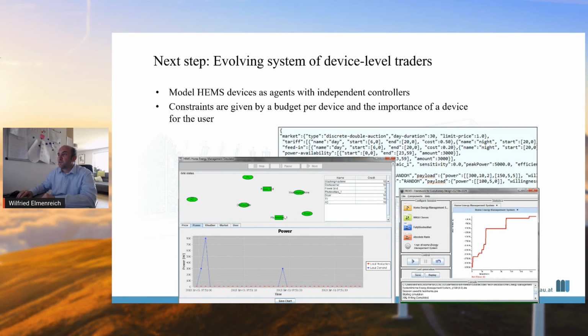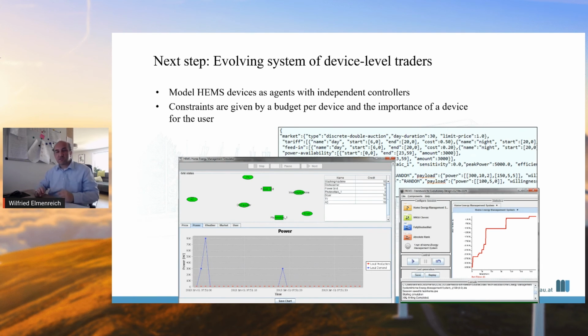And the constraints are that they are given a budget per device, and they also have the notion of the importance of the device for the user. Because if a television would decide just to save some bucks to turn itself off now, while an interesting soccer game or whatever interests you is going on, this would be a bad decision. So there also needs to be a notion of importance to the user.